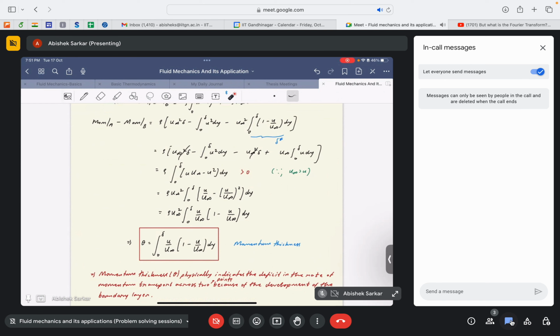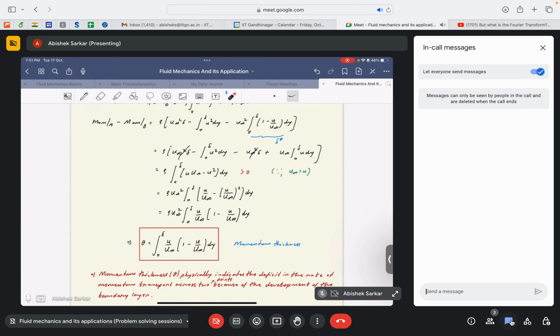In Professor Gupta's lecture, I guess he has used delta 2. Delta 1 for displacement thickness, delta 2 for momentum thickness. So don't get confused, it's just a matter of notations. For my ease, I use the notation theta. It's not different, it's exactly the same thing.